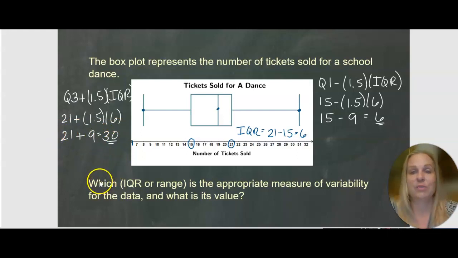Do we have any values larger than 30? Yes, our largest value is right here, 31. So we do have an outlier here. Since we have an outlier, we want to use the interquartile range as the measure of variability. All right, and that would be our IQR is 6.